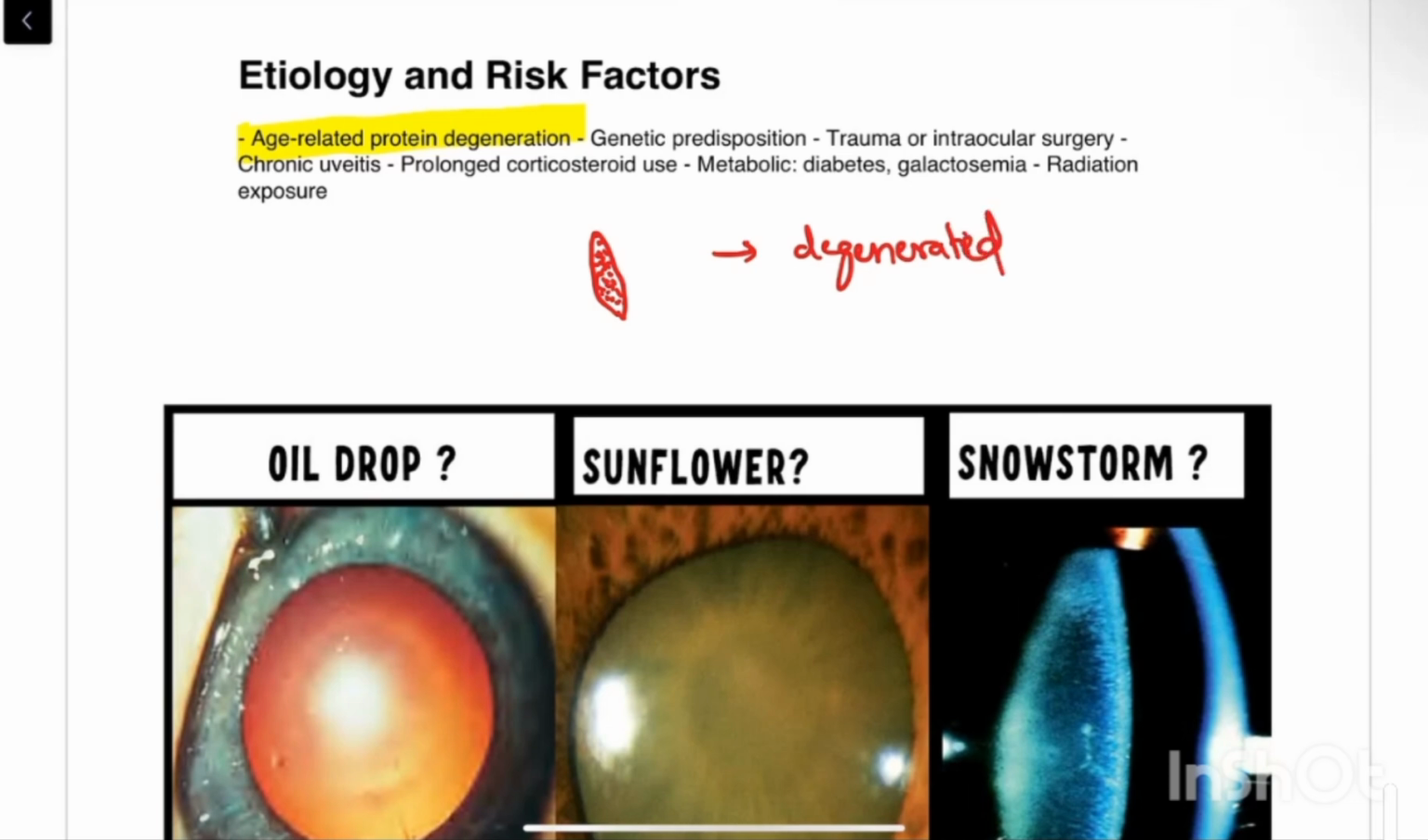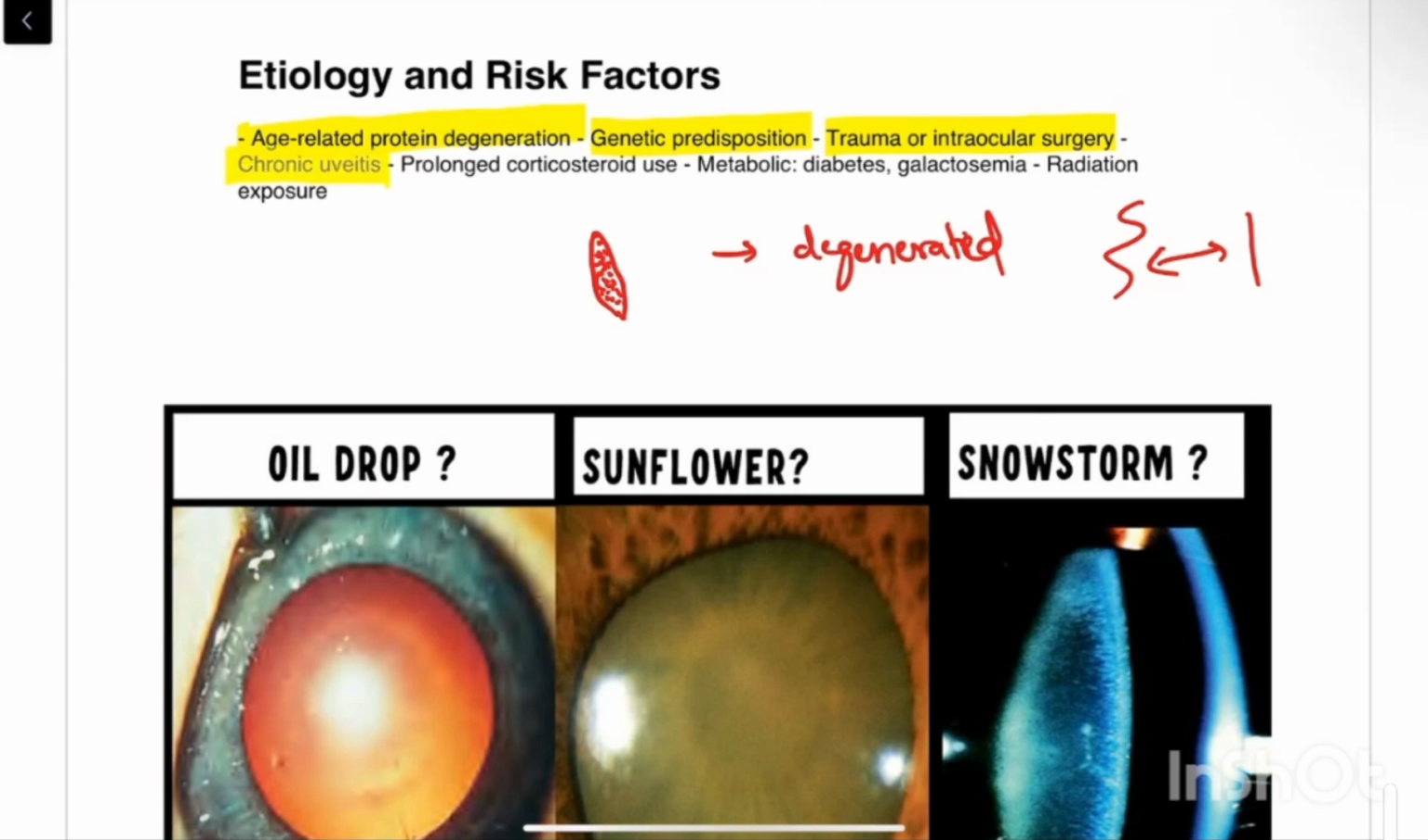Suppose the protein should be formed like this, but because of all this age-related change, the protein will just be like this. There is alteration in its shape, size and composition, and because of that there will be formation of an abnormal lens, which is called cataract. So the main thing is age-related protein degeneration. Other things can be genetic predisposition, trauma or intraocular surgery. These all can lead to cataract, or pose a risk factor for its formation.